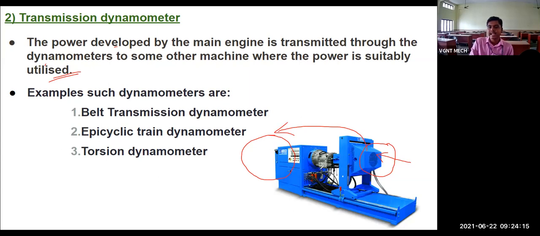Okay, so since this dynamometer will transmit the power from one engine to another engine or from one engine to another machine, that's why the name is transmission type dynamometer. Some examples of transmission type dynamometer are the belt transmission dynamometer, epicyclic dynamometer, and torsion dynamometer. So these are some categories or classification of dynamometer that we have discussed in our last class.